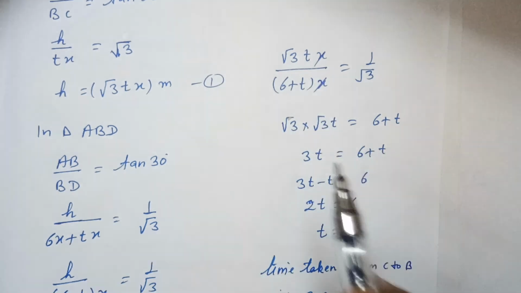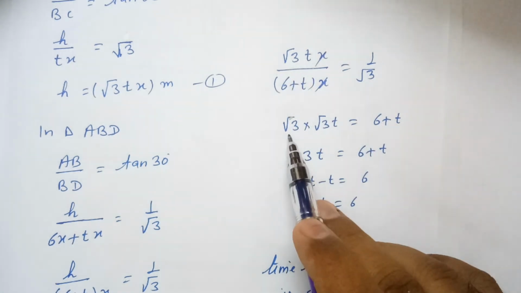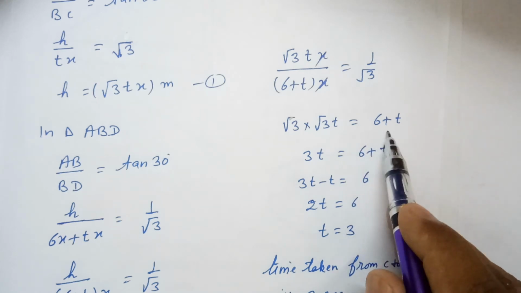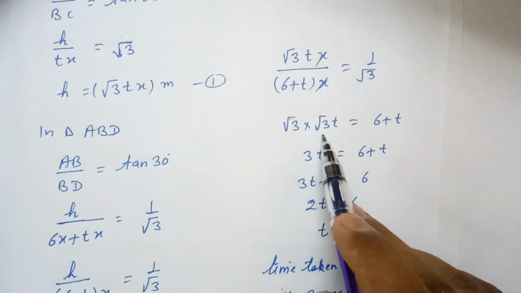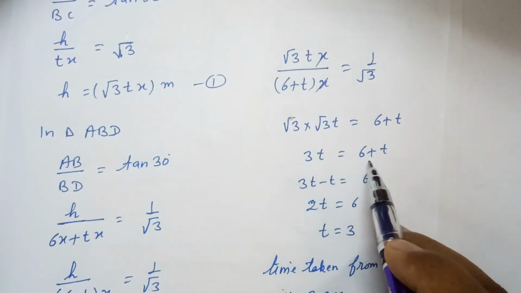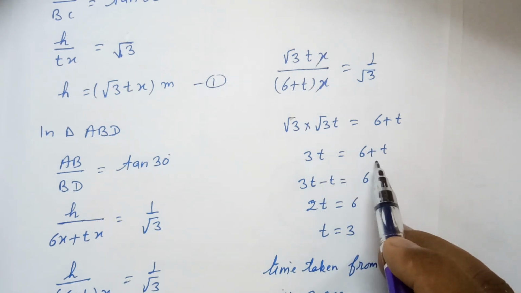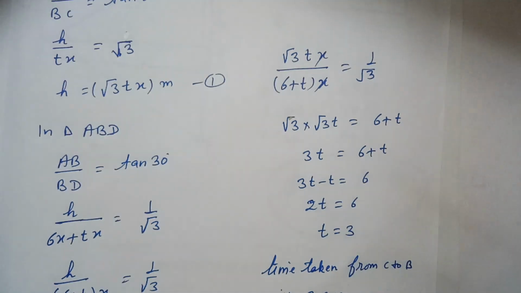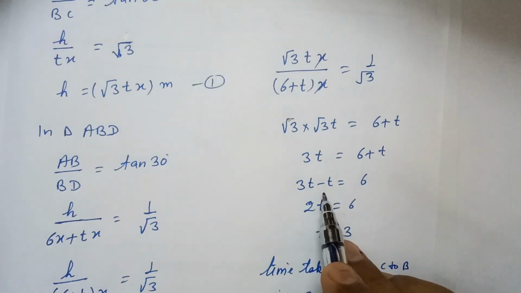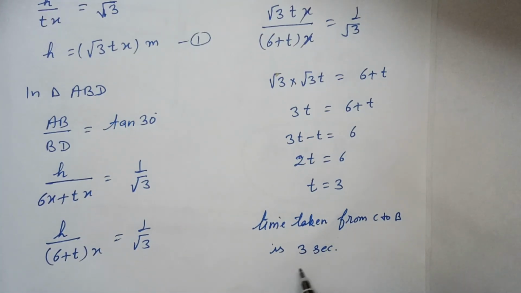x cancels out, and then we cross multiply. This root 3 will be multiplied by root 3 into t. So root 3 into root 3 equals t plus t. Because this is the square of root 3, it becomes 3. So 3t equals 6 plus t. Now this t will come to the left side, and because it was adding on the right side, on the left side we subtract. So 3t minus t equals 6, 2t equals 6, or t equals 3. So this is the time taken by the car to reach from C to B. So the time taken from C to B is 3 seconds.